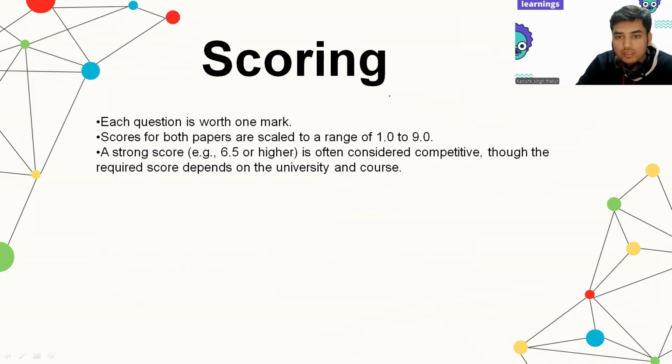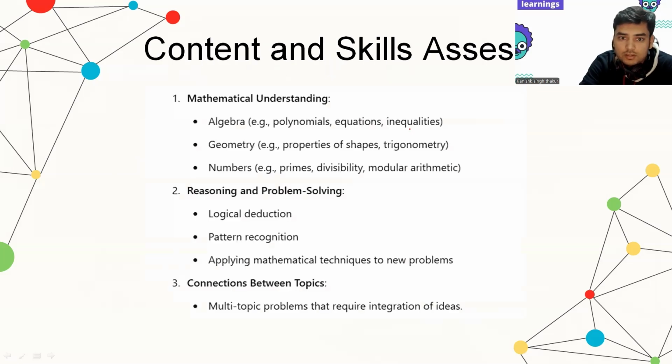Right, now how will your scoring be? Scoring will be 1 to 9, okay, and 6.5 or higher is often considered competitive. Right, so if you get a grade like 6.5 or higher, then it is considered competitive. It's a good score, right? But for the University of Cambridge or higher universities, you need to be closer to 9. Okay, so it depends on the university and course, right?